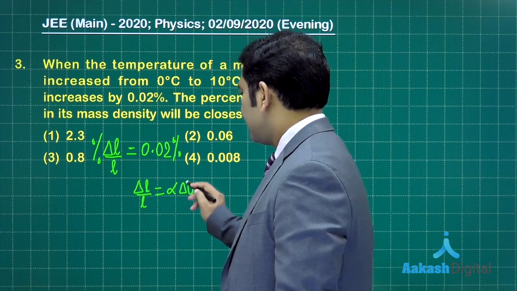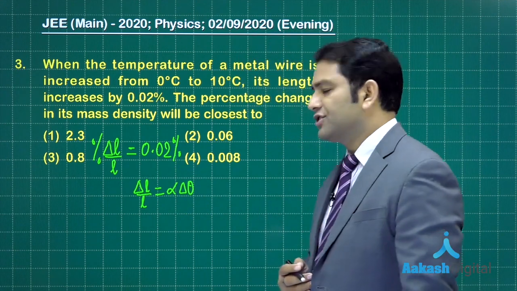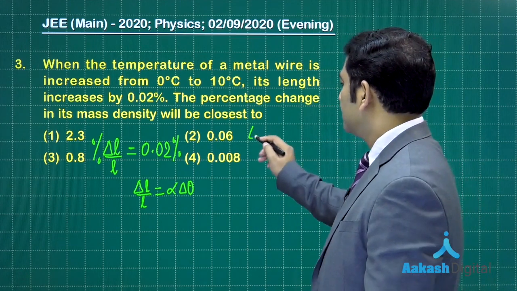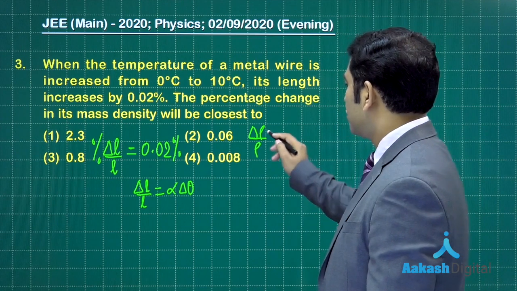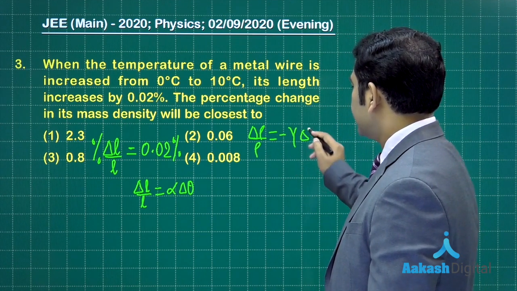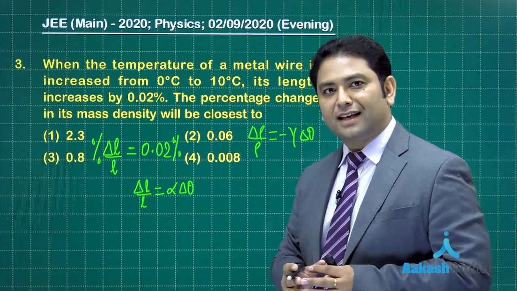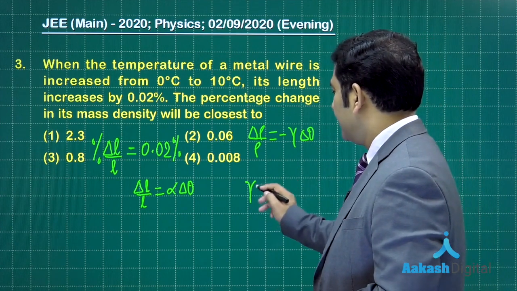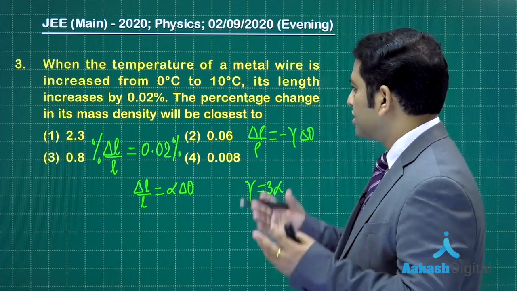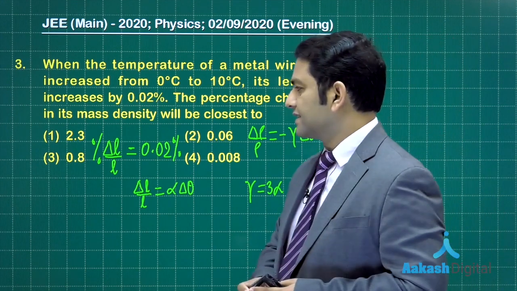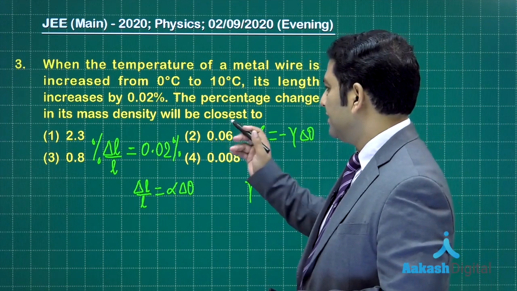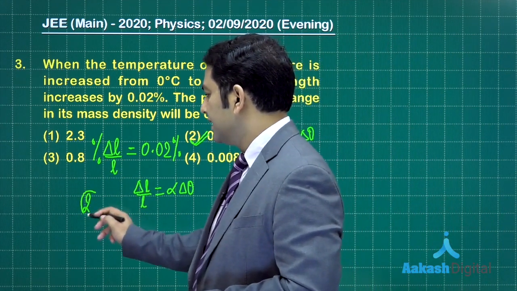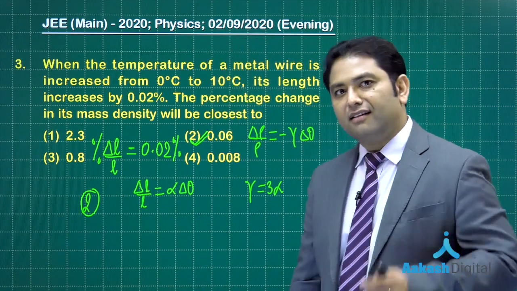Now in the same regard, we need to calculate the percentage change in its mass density. Now you could see when it comes to the percentage change in density, it's delta rho by rho, and that comes out to be minus gamma delta theta, negative sign indicating the density decreases. And now since the value of gamma is equal to 3 alpha, so straightforward, the percentage change in mass density is going to be how much? 0.06%. So that will give option number 2 as the correct one. Let's see the fourth question.